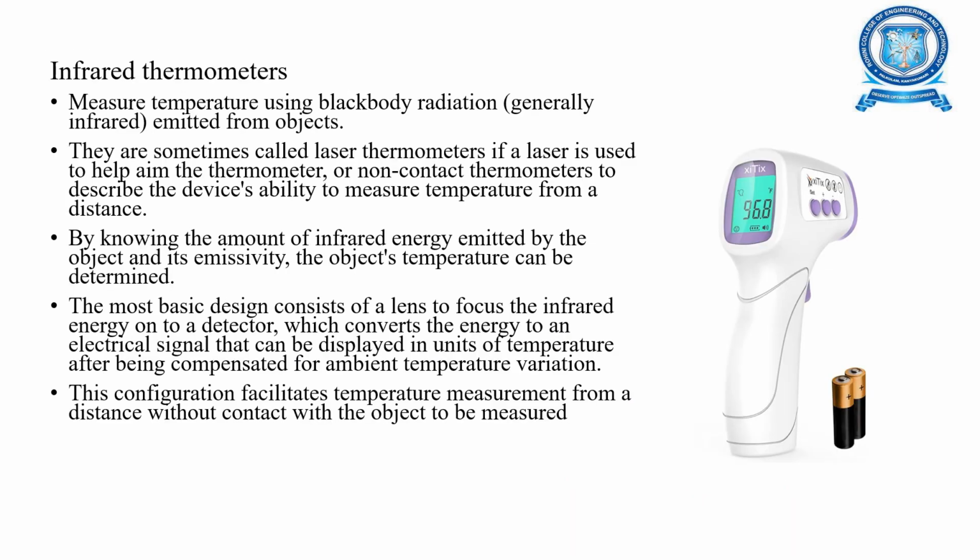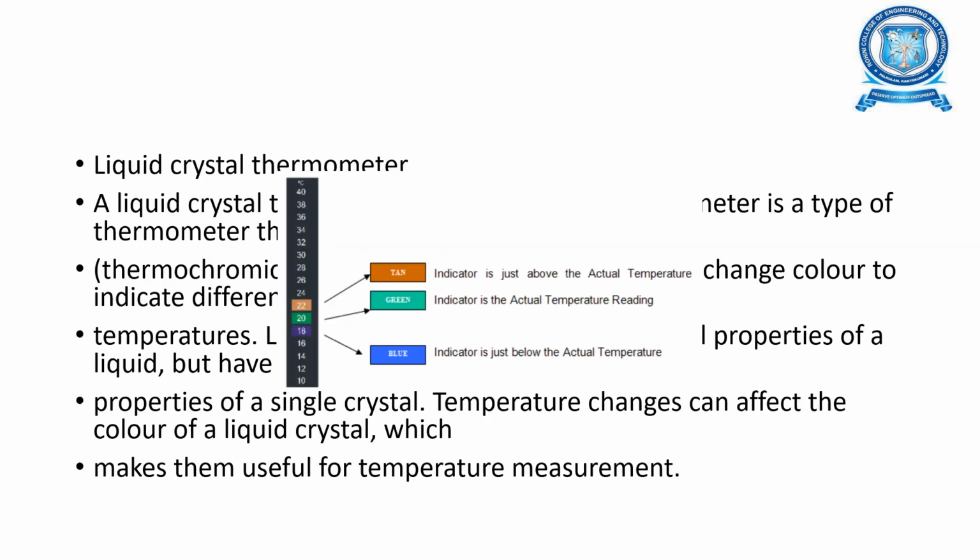Next are the infrared thermometers. They are used to measure temperature using black body radiation emitted from objects. This is also called a laser thermometer. From the amount of infrared energy emitted by the object and its emissivity, the object temperature can be determined. Next is the liquid crystal thermometer.